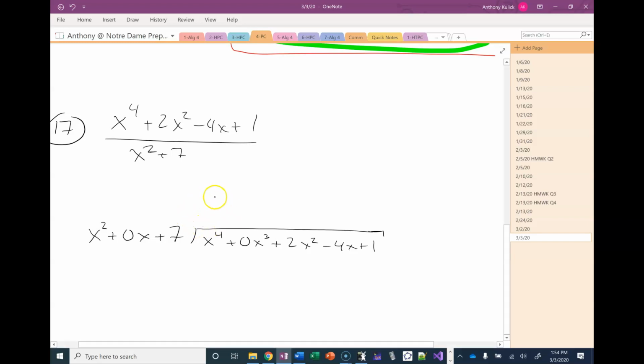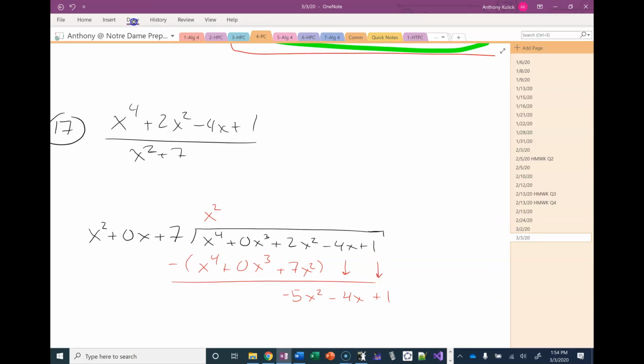So I'm going to ask myself, what times x squared gives me x to the 4th? Well, that's just x squared. So I multiply that x squared by each of those pieces, and then I subtract down. So x to the 4th minus x to the 4th is 0. 0x to the 3rd minus 0x to the 3rd is 0. 2x squared minus 7x squared is negative 5x squared. And then I'll bring the rest of this down.